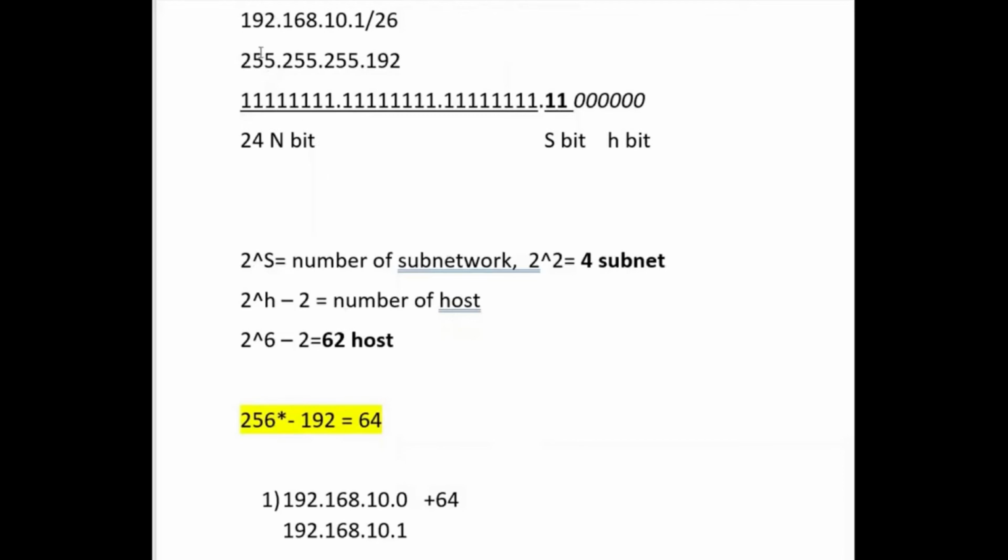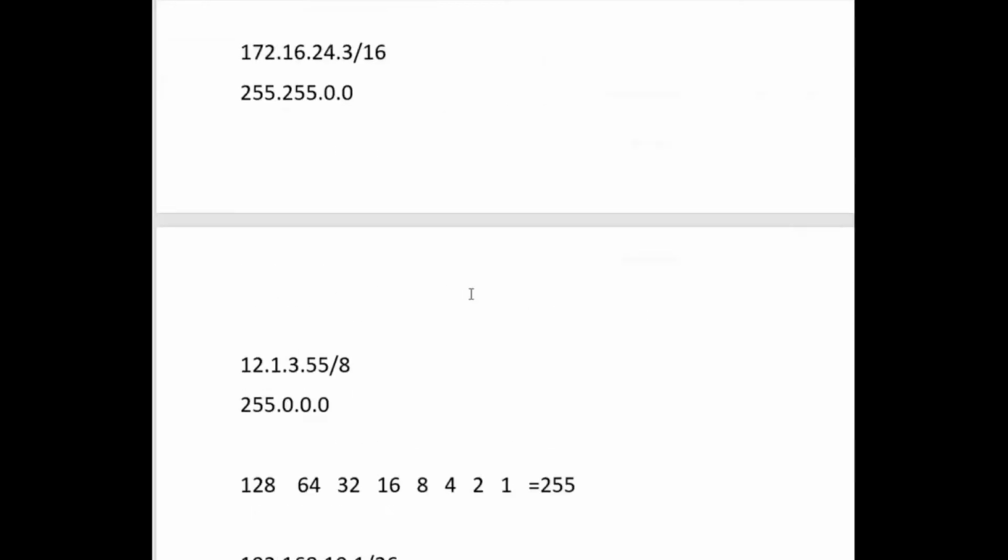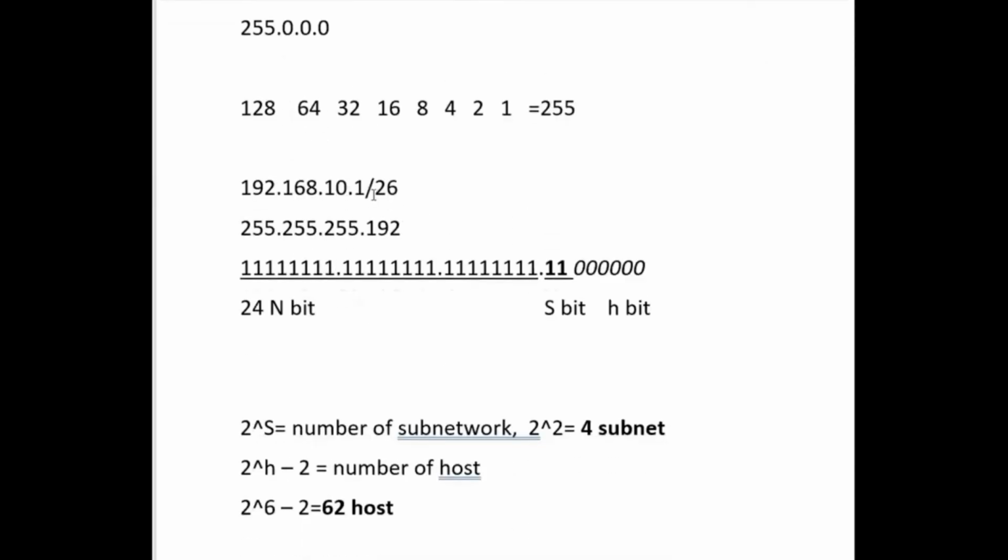So now look at these addresses. If you make it /26 and we look at the binary of the /26, we can see all 1s: 8 ones, 8 ones, and 8 ones. That's 24, 25, and 26. And the rest we put 0. So what we have done is, we actually had /24.